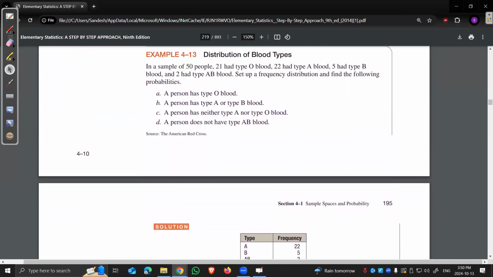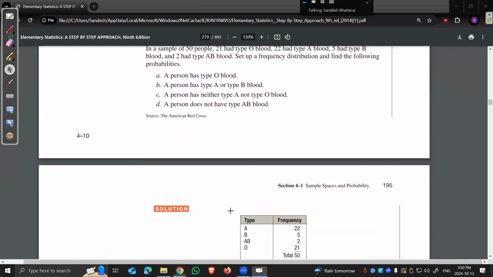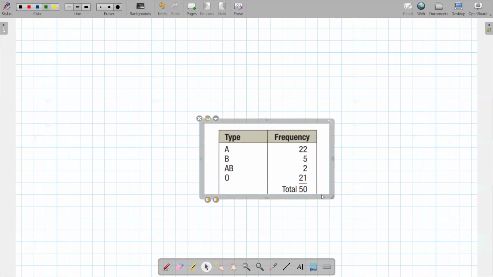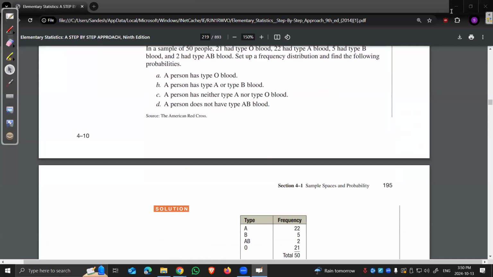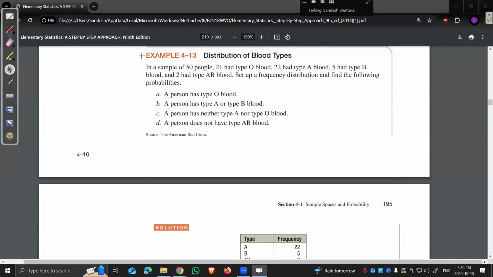So they've given us a table here. We're going to use this table to answer some questions. And this is basically the thing that we've been doing. NE over NS is the answer. Here, NS is always going to be the total, 50. Let me just pull in the question.